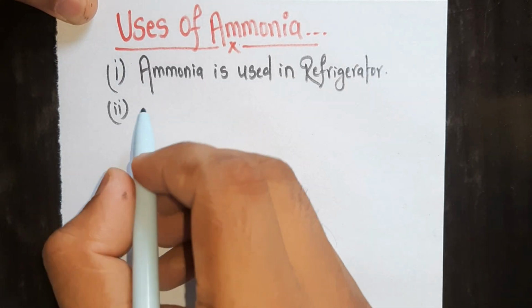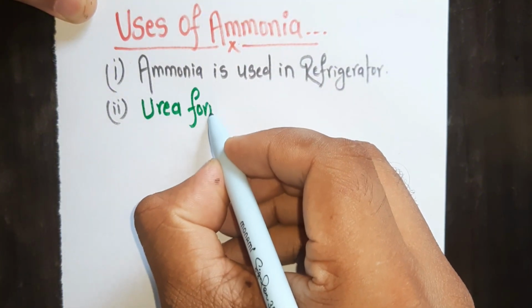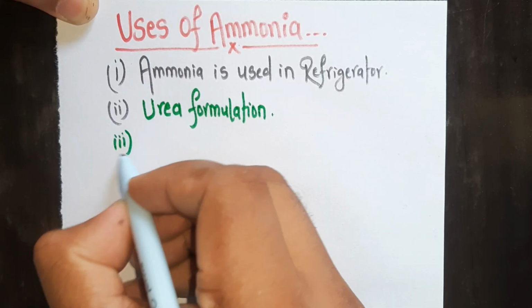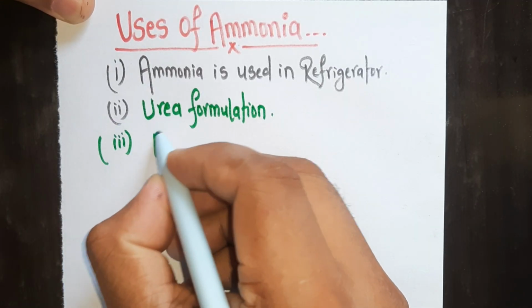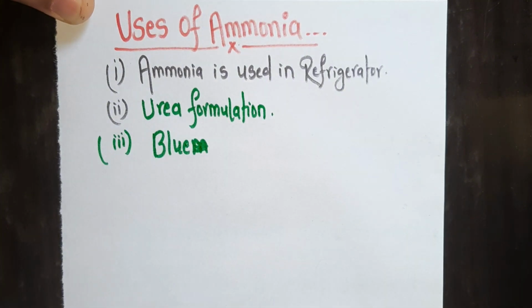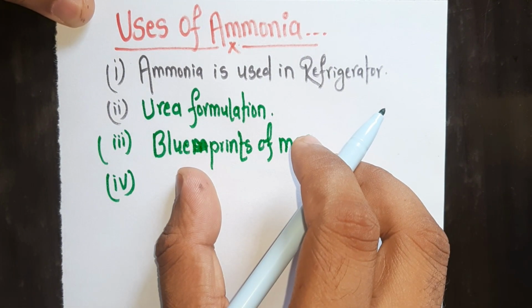The next point is that it is used in fertilizers, like urea formation, and also it is used in blueprints of maps. For the blueprints of maps, ammonia gas is used.